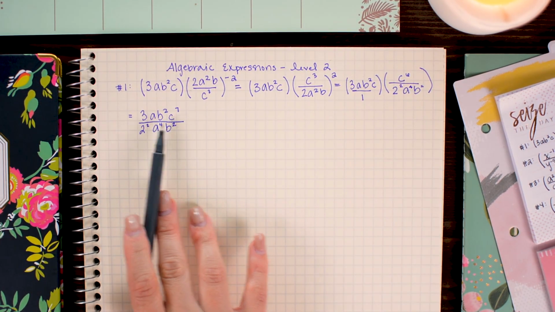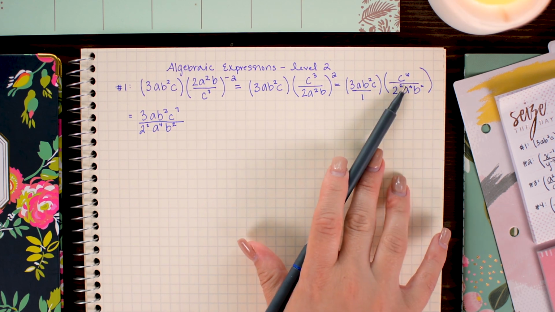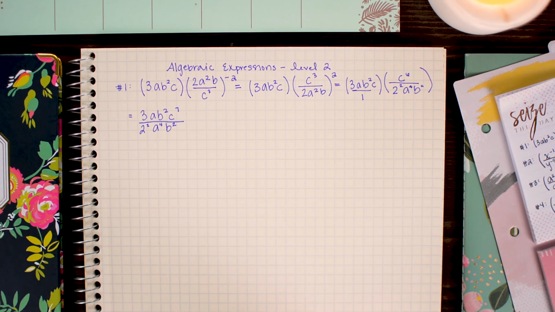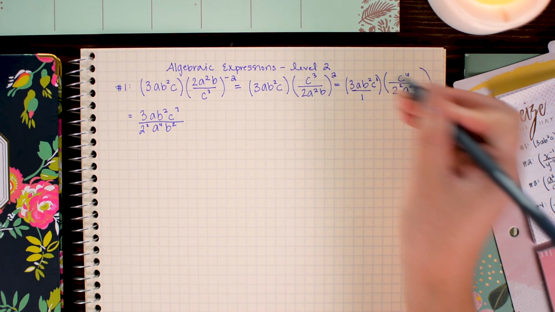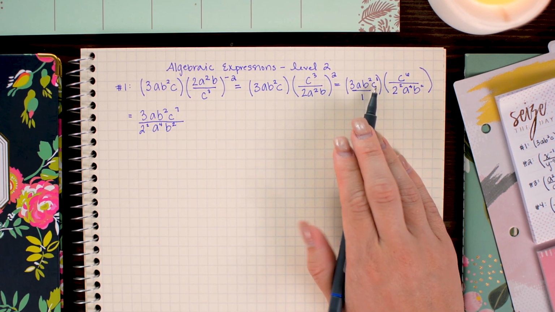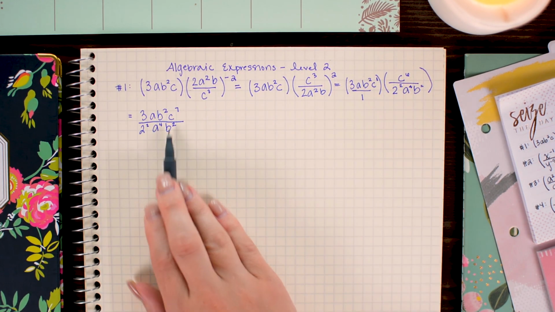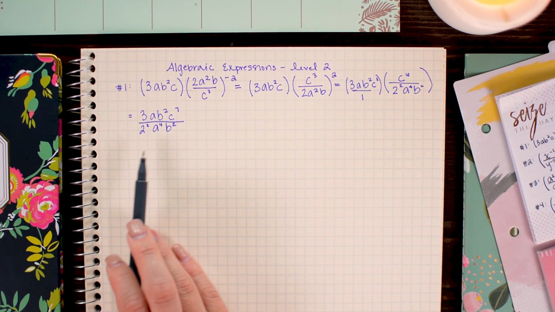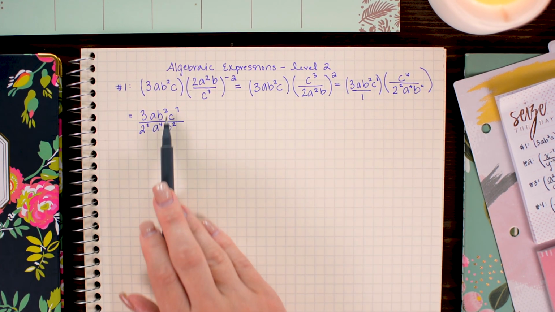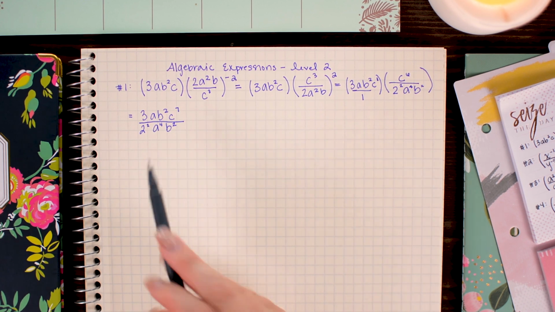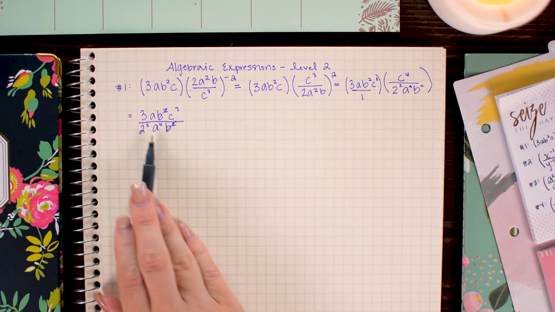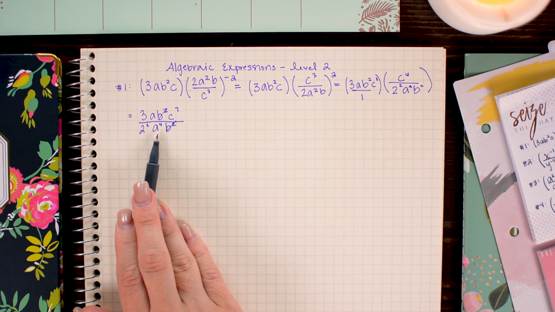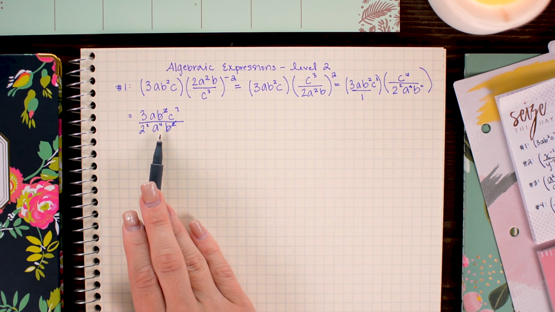So notice here how I combined c times c to the 6th to make c to the 7th. Don't forget that c is really raised to the first power, so that's where I get the 1 plus 6 to get 7. Now we want to go ahead and cancel. So I can cancel out the b squareds on top and bottom. As well, I have 1a on top and 4a's on bottom, so I can cancel out 1a with 1 from the bottom.